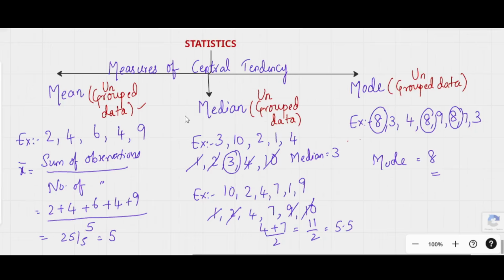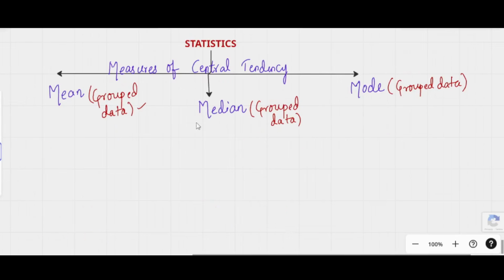It is not for grouped data. So coming to the grouped data, we have a different formula for each of the three. Let us see that. For grouped data, the formula for the mean is divided into three types. The first one is the direct method, the assumed mean method, and the last one is the step deviation method.